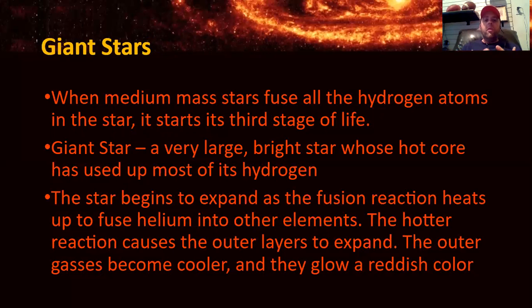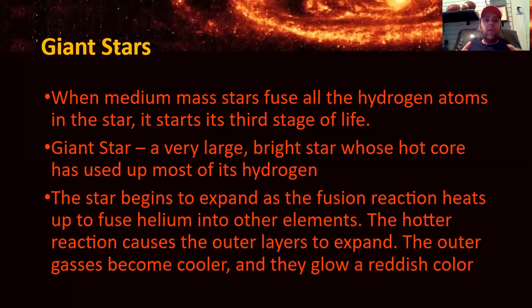As a main sequence star, you've got two things happening. You've got gravity trying to crunch everything down, but you also have the fusion reaction trying to blow everything up. And so a main sequence star is balanced. Those two forces are balanced. When the hydrogen is used up in the core, gravity wins. And so gravity will crunch down the core and it'll heat up.